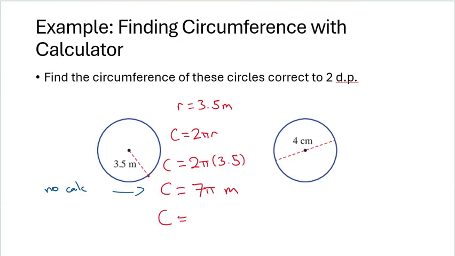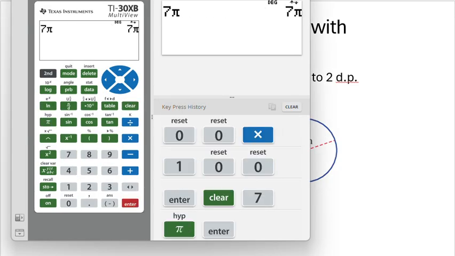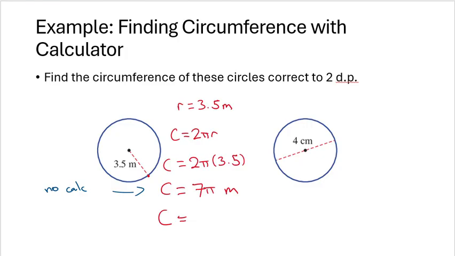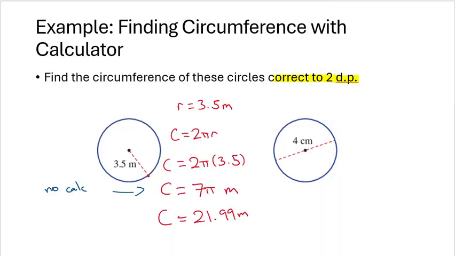If you were given a calculator, then obviously you'd type this in. So it would be 7 pi. Your calculator will sometimes end up with this. Just press the double arrow button to get the answer you need. In this case, I've got 21.99. You've got to be careful because it says correct to 2 decimal places, so you have to round as well. Rounding is a skill that we've learned recently, earlier this term, if not earlier this year, but that's okay. We can always revisit it anyway.